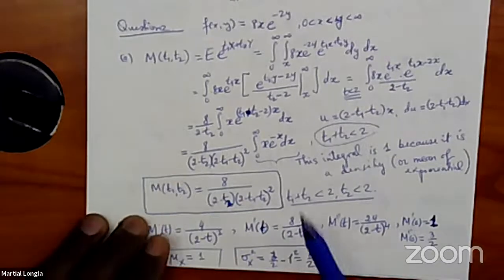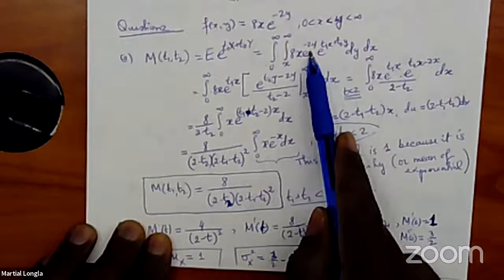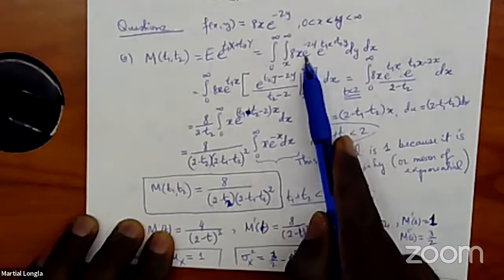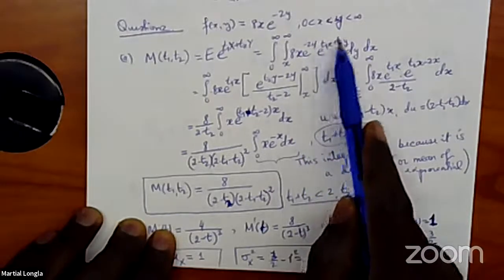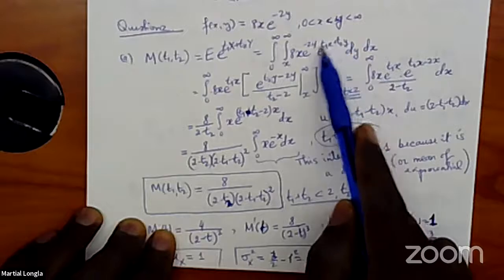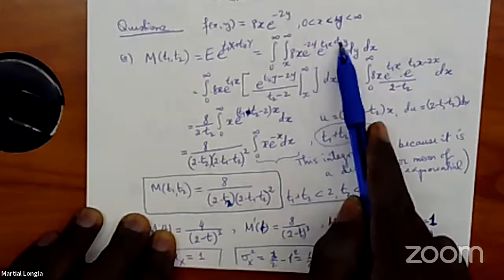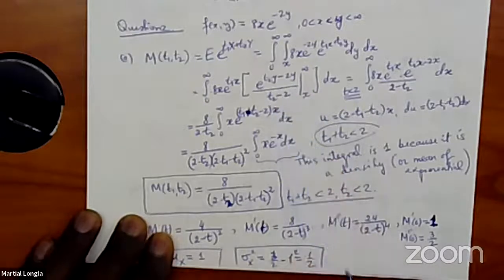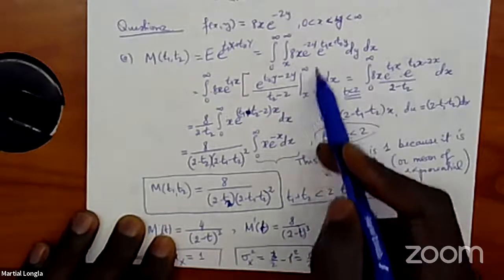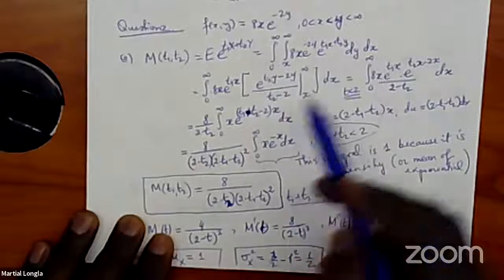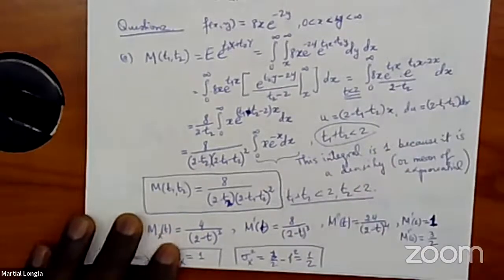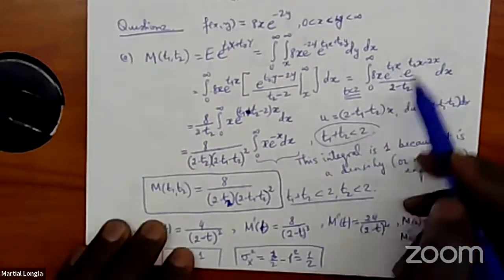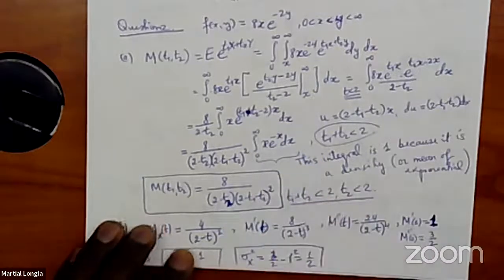Now, when you integrate with respect to y, you combine these two, that becomes t2 minus 2. So when you integrate, it goes to the denominator. You plug in x at infinity, you get 0 at infinity, and then you get this at x. Then you combine the two things again and you integrate.